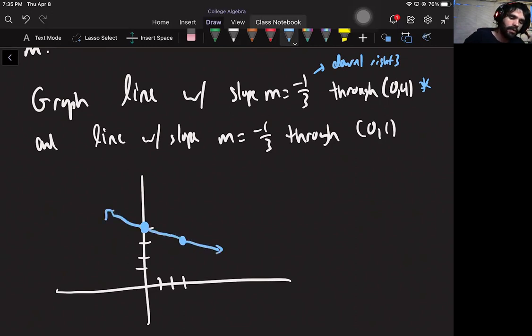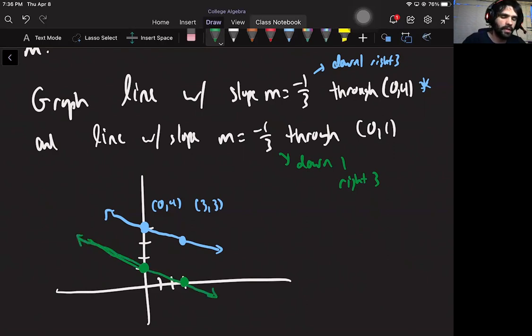So if I want to label these, this would be (0, 4) and (3, 3). Okay, and then the other one goes through (0, 1) and has the same slope. So I'm still going to go down 1 and right 3 from there. So I'm going to go down to 0 and right to 3. And if I had drawn these perfectly straight, you would see that they never go towards each other. They just follow along the same. And that's because they have the same slope.